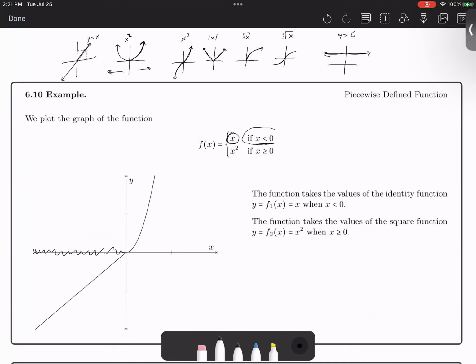So when x is less than 0, when you're over here, then your function is equal to x. So you get that straight line, right? Because that's the line y is equal to x, and it only exists over the negative numbers. And then your piecewise function tells you that for positive numbers and for 0, you're supposed to look like x squared.